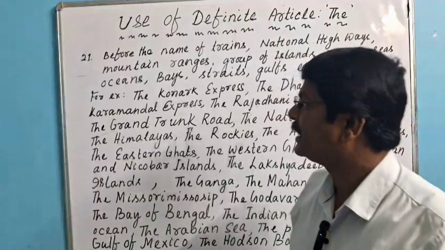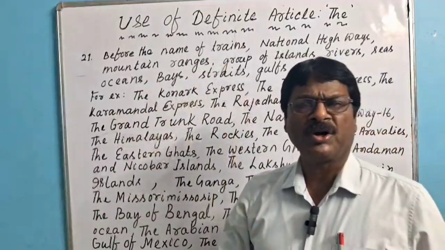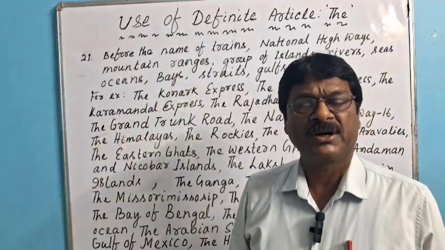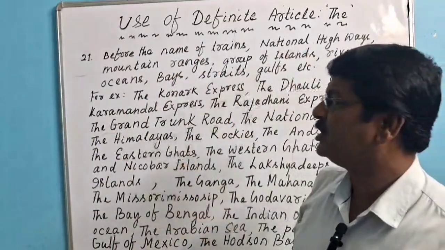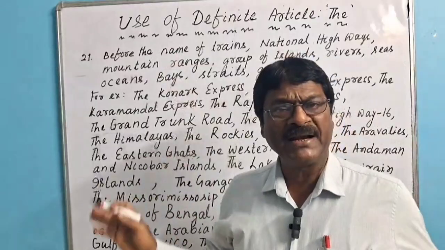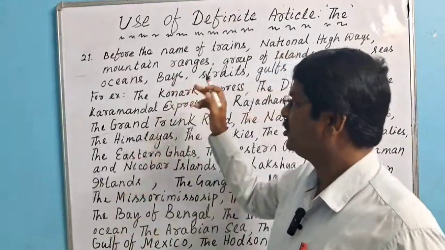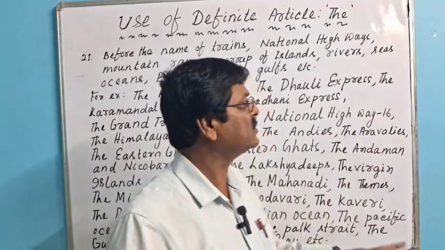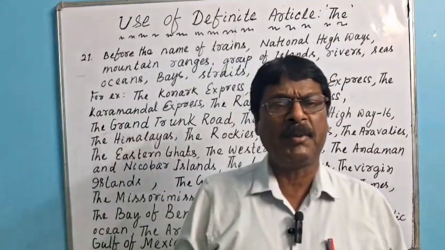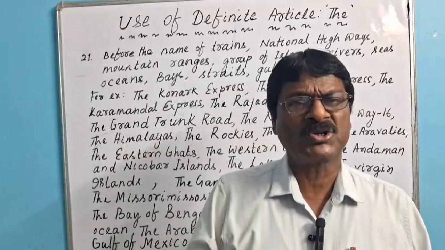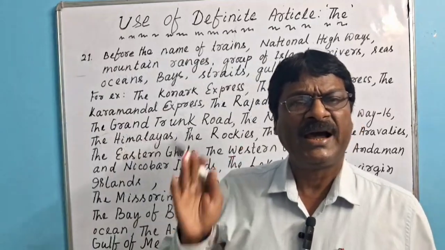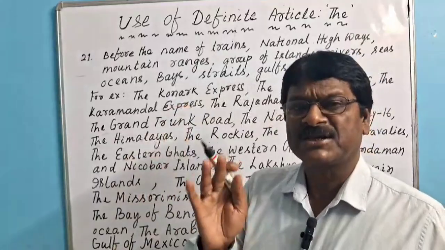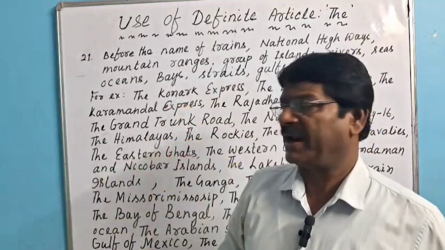I mean, the is used before the name of trains, before the name of highways, before the name of mountain ranges or group of mountains. The is used before the name of group of islands. The is used before the name of rivers, seas, oceans, bays, gulfs, and straits. Anyway, now we shall take some examples for better understanding.